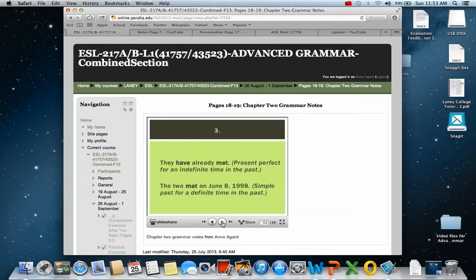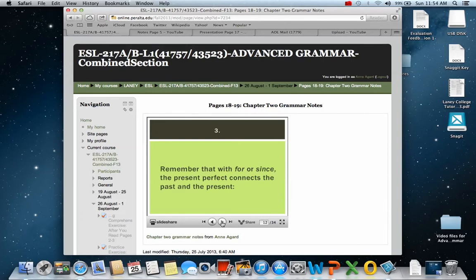Okay, they have already met is a correct sentence with the present perfect that is for an indefinite time in the past. I could actually in that sentence also use the simple past. But if I say the exact time, the 2 met on June 8th, 1998, then because I'm giving the exact time, I must use the simple past. I cannot use the present perfect.